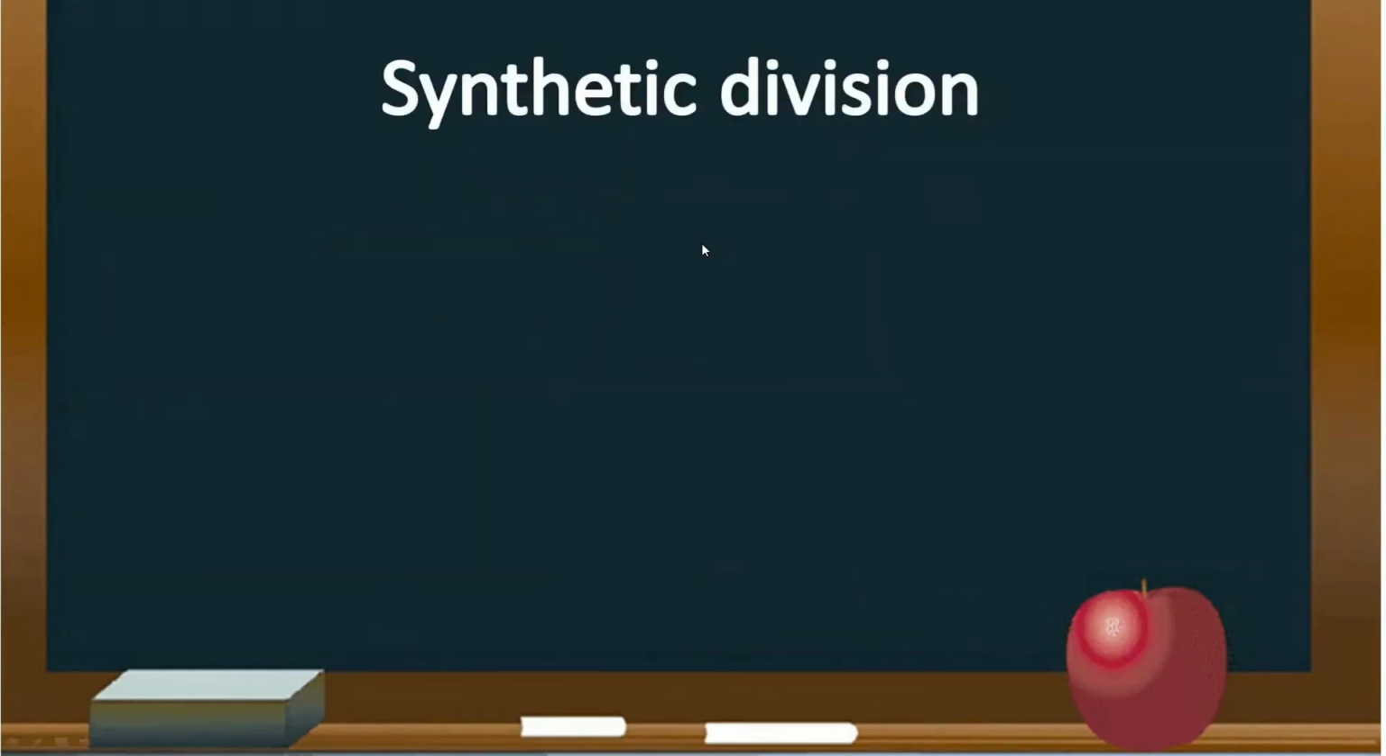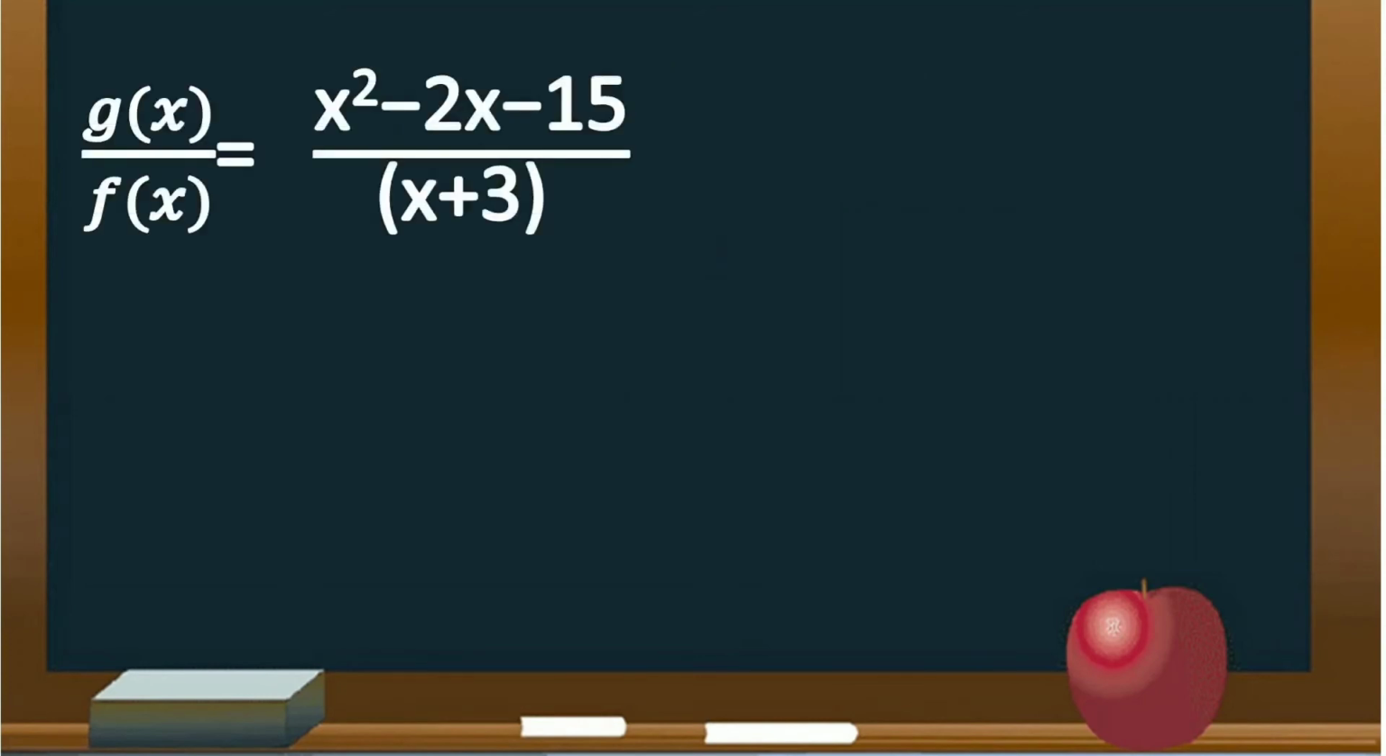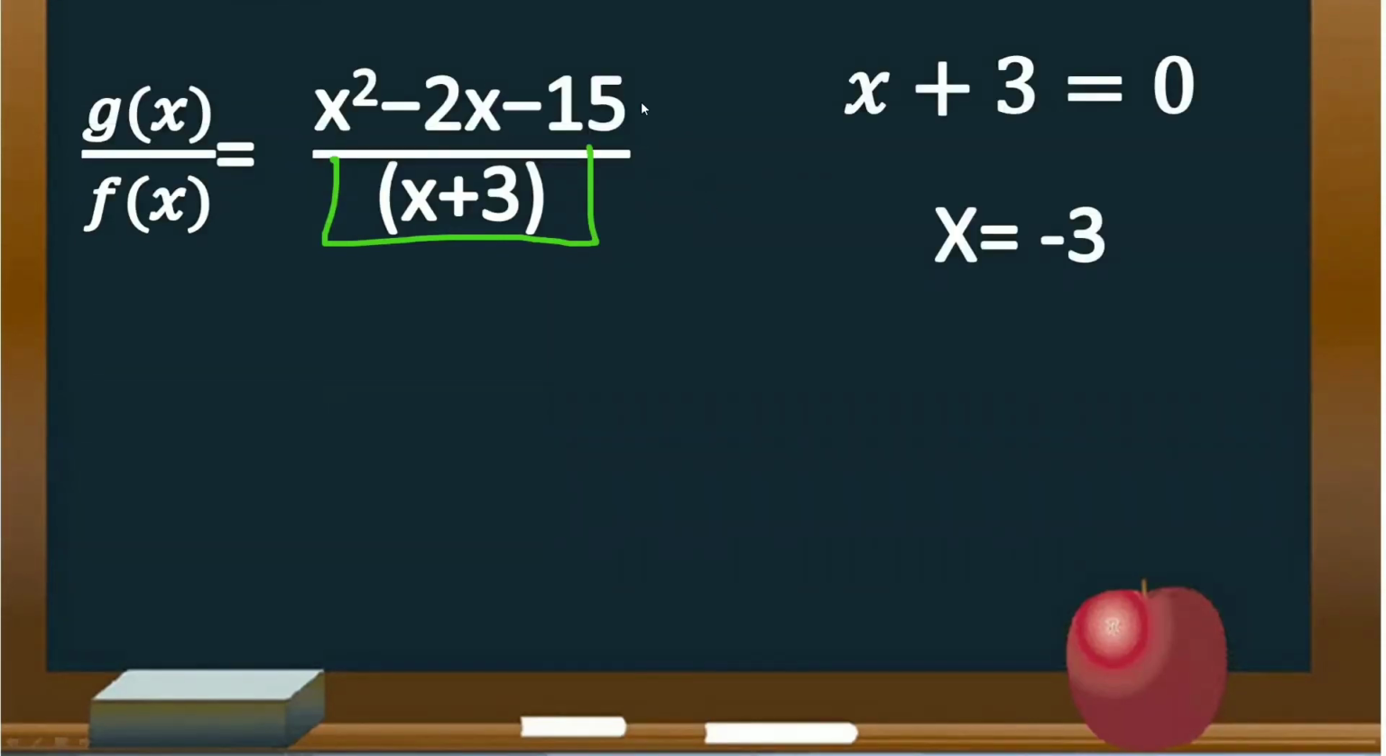Next, the last method is called synthetic division. To do the synthetic division, we will first equate the divisor. The divisor is x plus 3. We will equate it to 0. So we have x plus 3 equal to 0, and then we need to transpose positive 3 to the other side of the equation. This will become x equal to negative 3.